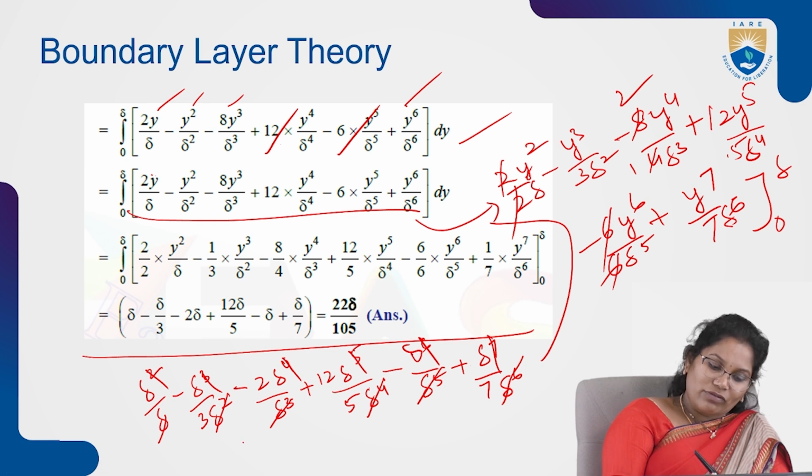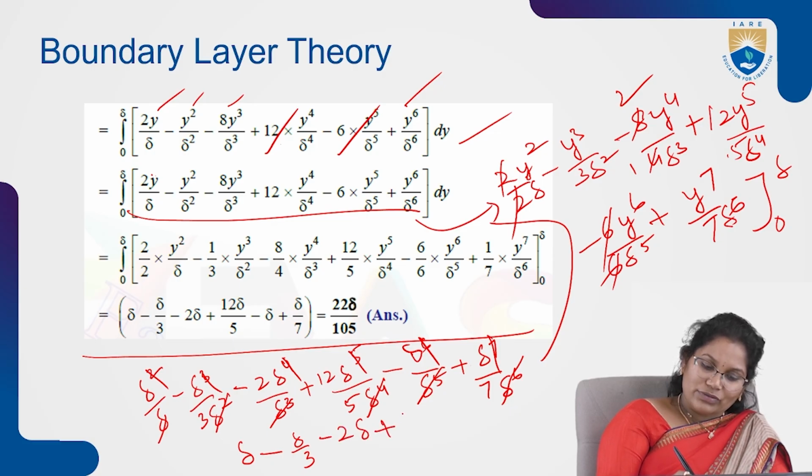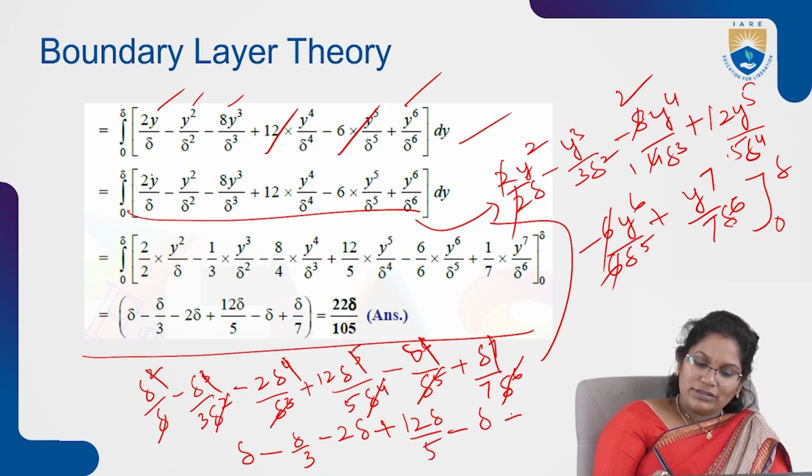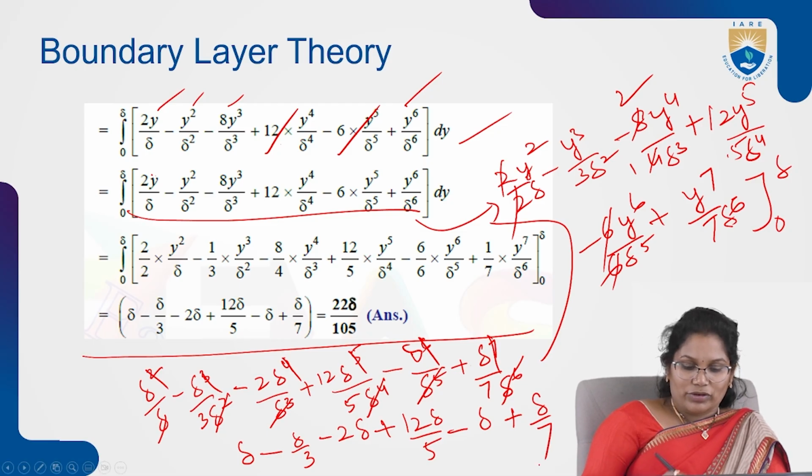So final equation what we are getting? Delta minus delta by 3 minus 2 delta plus 12 delta by 5 minus delta plus delta by 7. This is what we got. So plus delta and minus delta got cancelled.